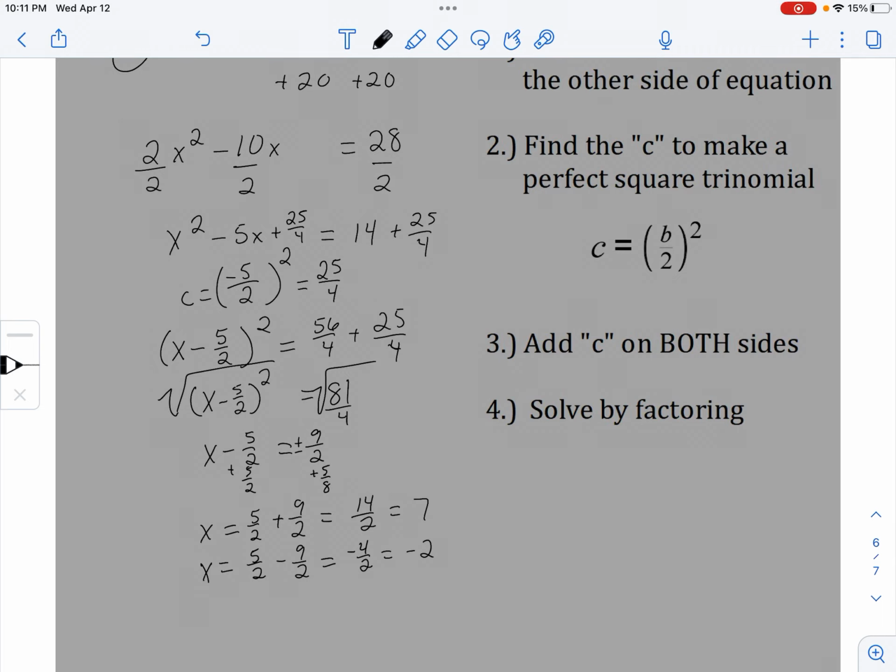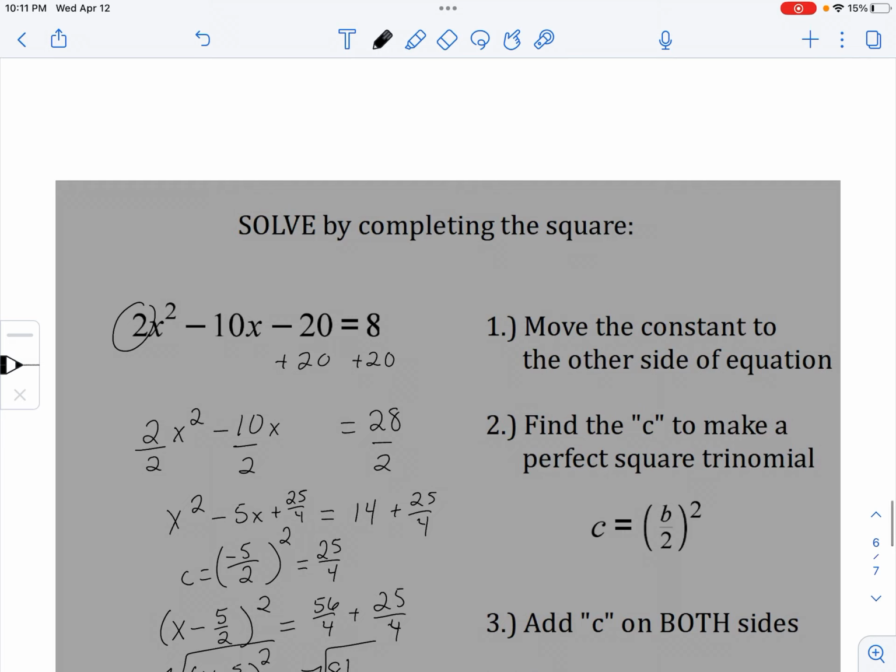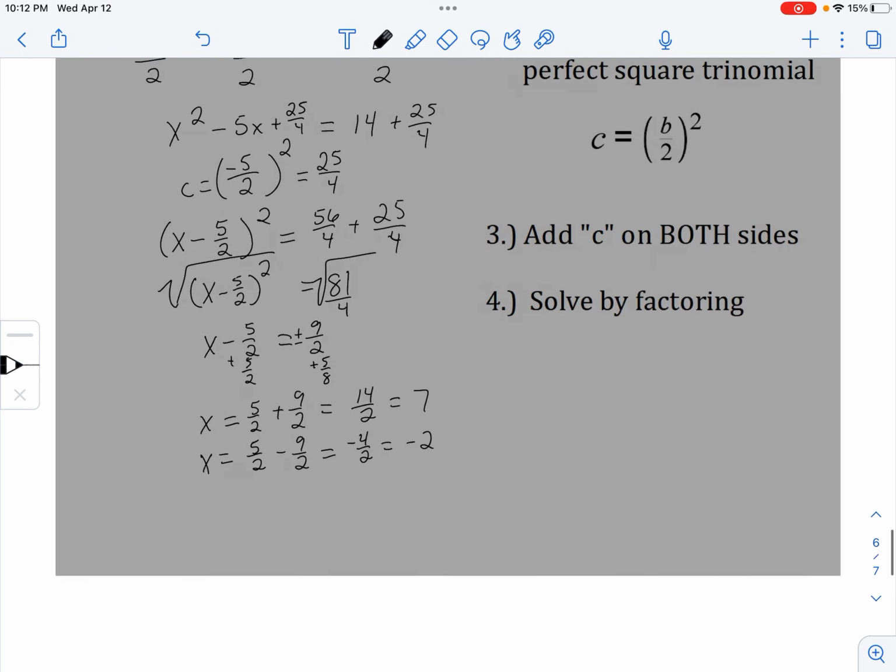Okay, so there we went through those steps. The only thing that's different is when a is not 1, then you have to divide that value by every other term in the equation. And then you can solve.